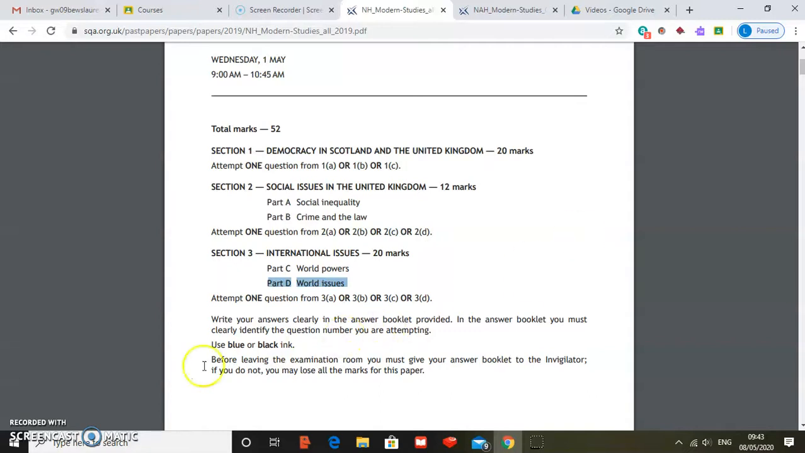Now, key things you must know: you need to write the answers clearly in the booklet you'll be given, and you must identify the question number you're attempting, otherwise you might get no marks. And of course, black or blue ink.